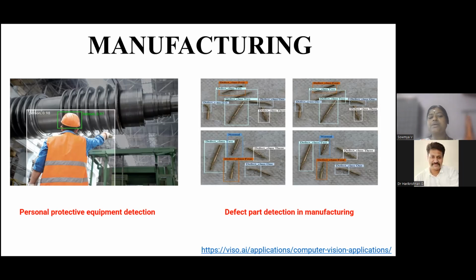This falls under the personal protective equipment detection problem. They have to wear the helmet, and the person must have the proper jacket. And on the right side, if you see, it is defect part detection, which has all been done manually and can now be automated. These are all tasks where enormous human effort is required.